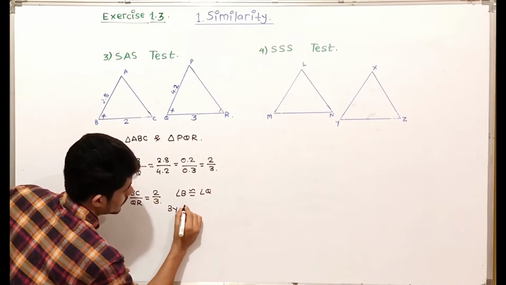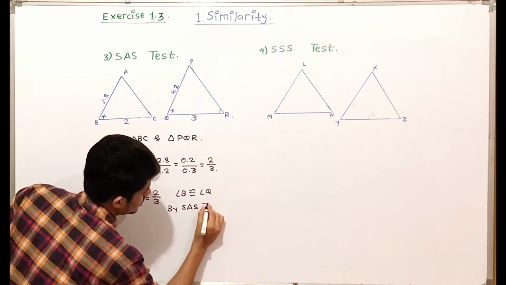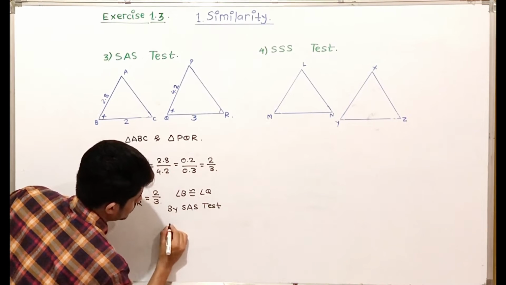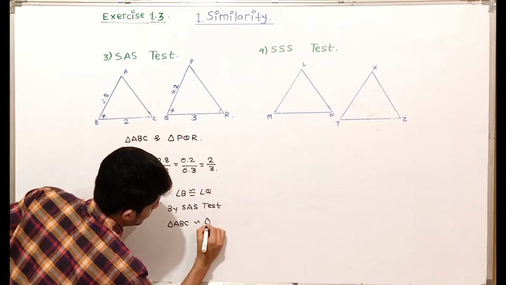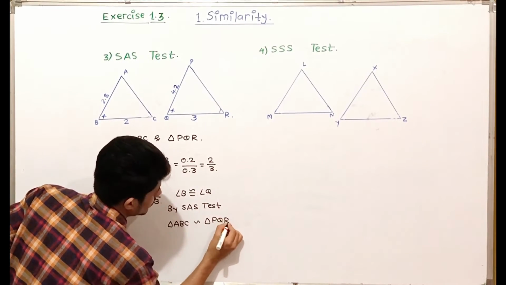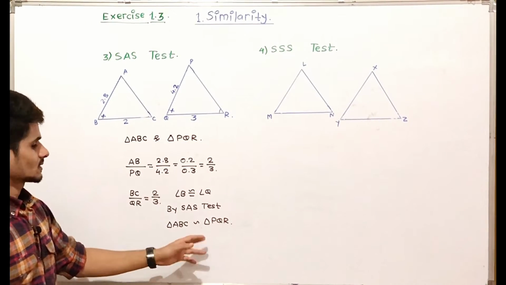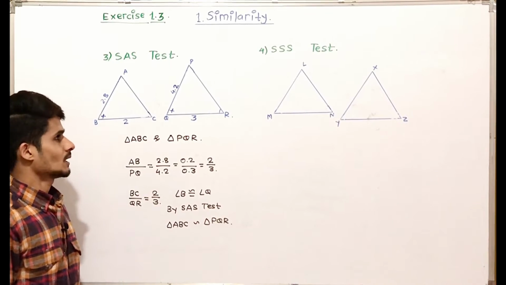By the side angle side test, triangle ABC is similar to triangle PQR. Triangle ABC is similar to triangle PQR.